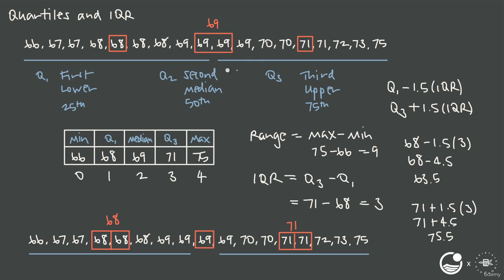So again, a lot that we can do with this concept of quartiles and interquartile range, but all of this information is really just more context around the center and the spread of a data set.